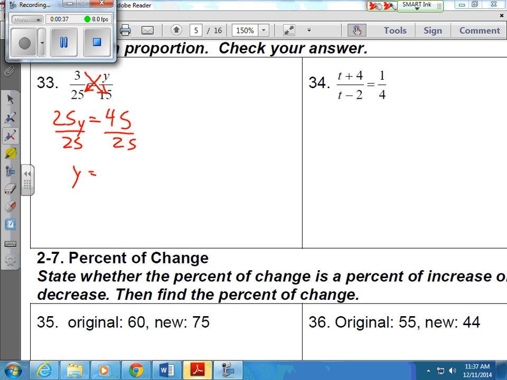No. So what do you need to do? Put it in a fraction. It is a fraction. We have to reduce it. Divide both the top and the bottom, find a common factor. Both of them are divisible by 5. It becomes 9 over 5. That's simplified.